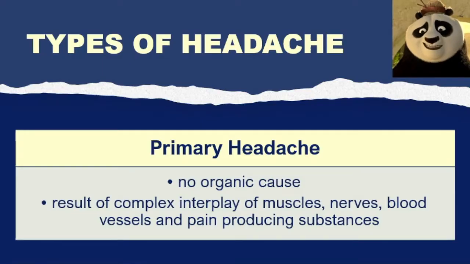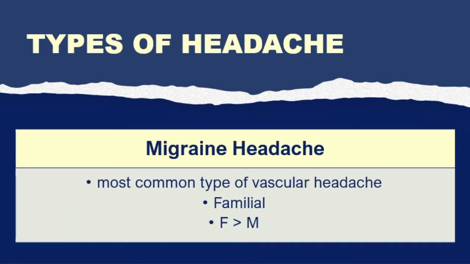Now, what are the types of headache? When I talk about primary headache, there is no organic cause, but it could be a result of a complex interplay of your muscles, nerve, blood vessels, and pain-producing substances. Whereas, when I talk about migraine headache, so class, your migraine headache is the most common type among your vascular headaches. So it's familial and it is more common among female compared to your males. Okay, it's the most common type of vascular headache.